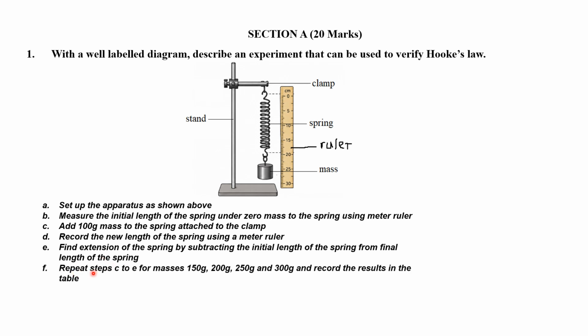So you do the same. You repeat steps C, D, and E with different masses. In this case, 150 grams, 200 grams, 250 grams, and 300 grams, and record the results in an appropriate table of results. So for each mass, you calculate and record the extension of the spring in the table of results.